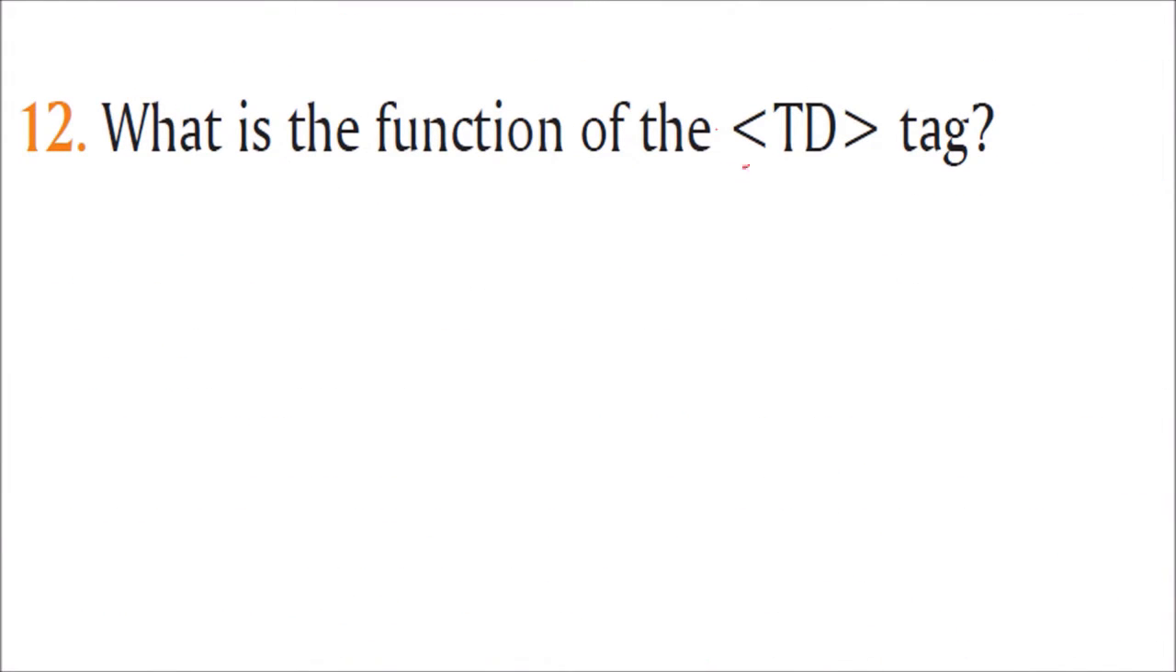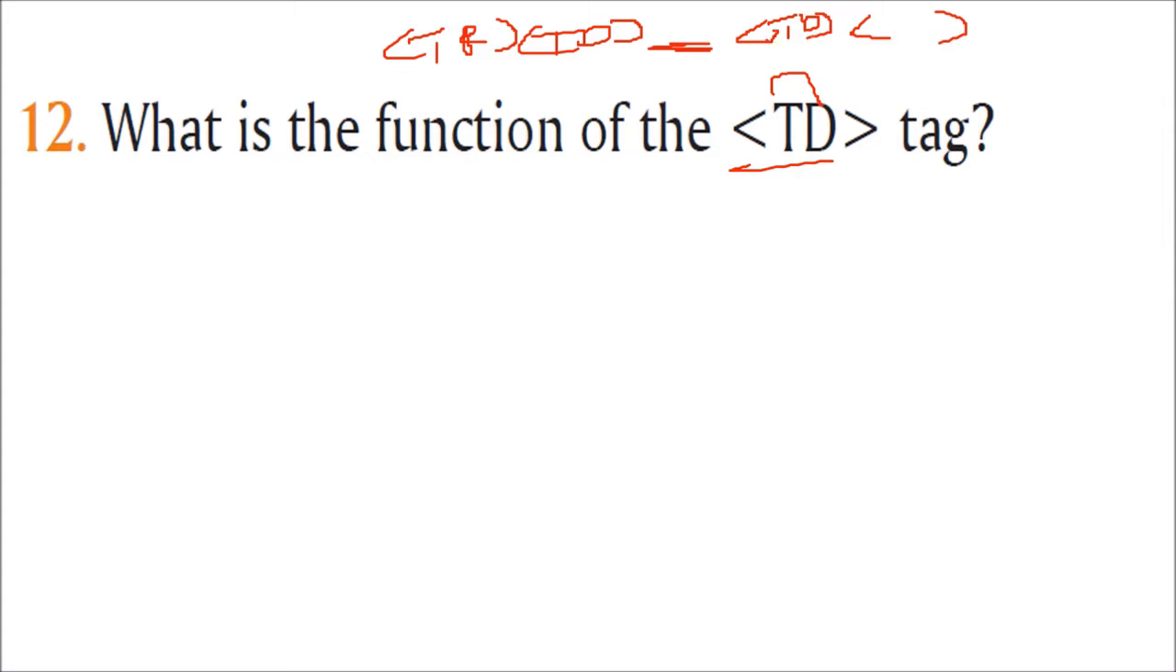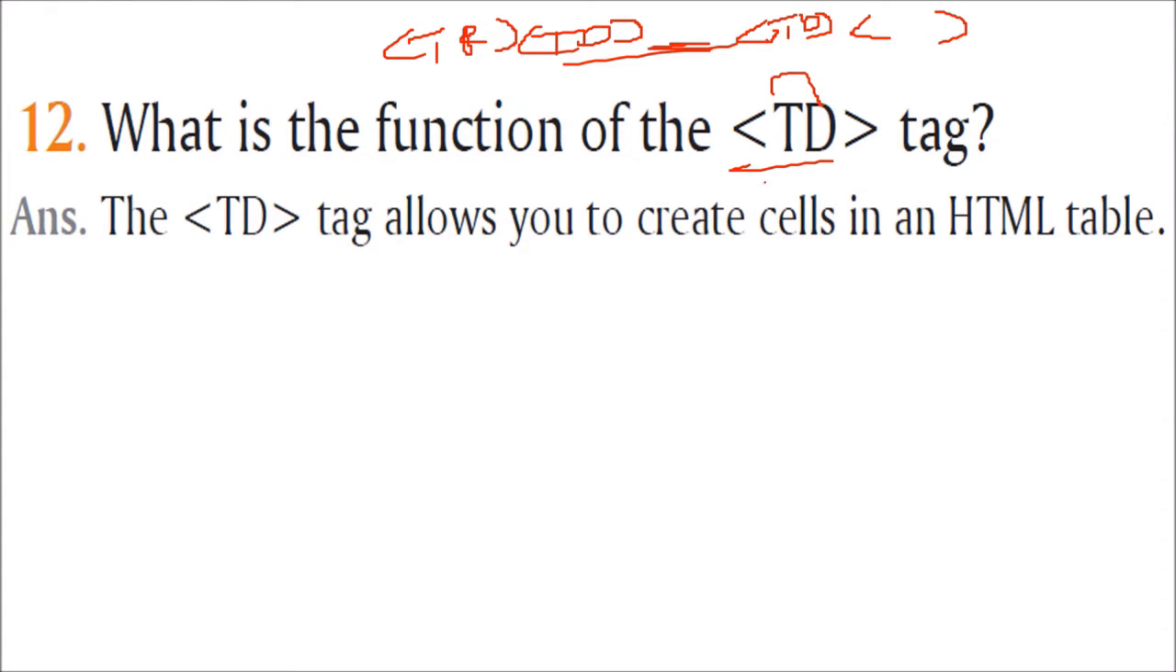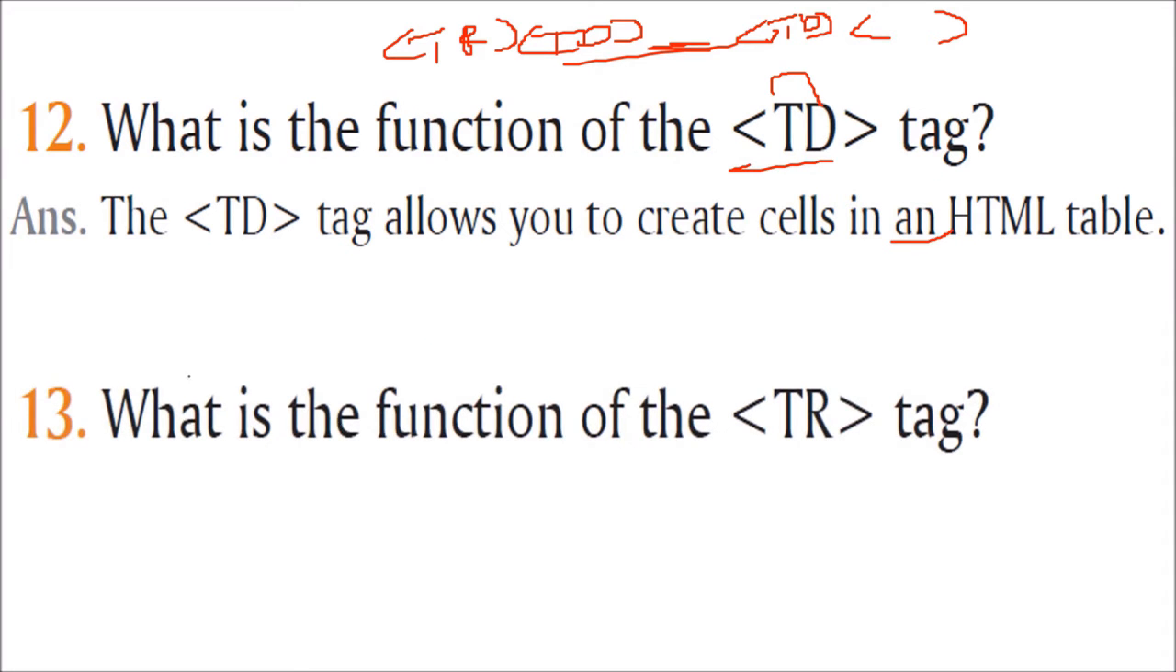What is the function of td tag? Table data. Inside your tr or table row, when you start, then inside this you give td. So this is for one column. td, one td end is for one column. So this td tag allow you to create cells in the HTML table.